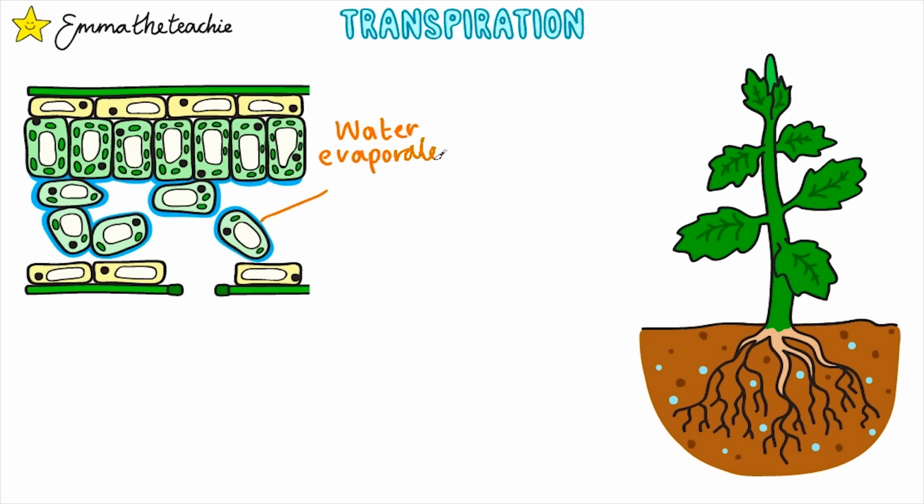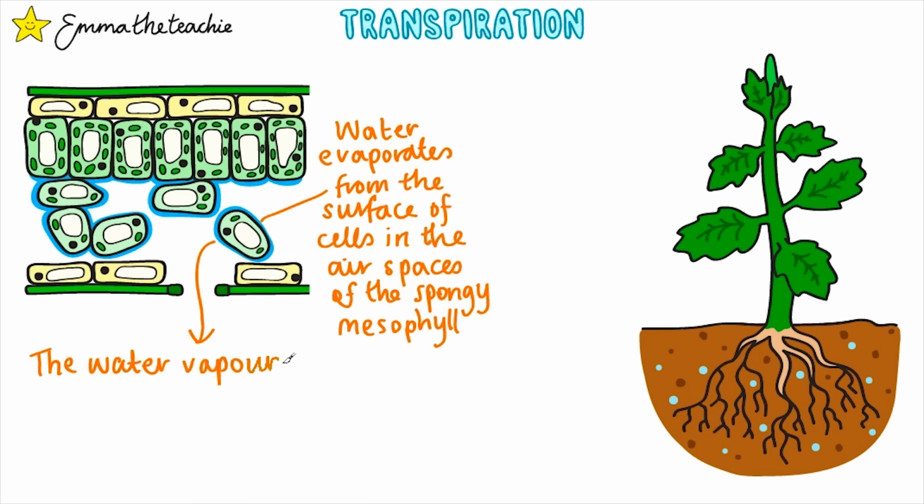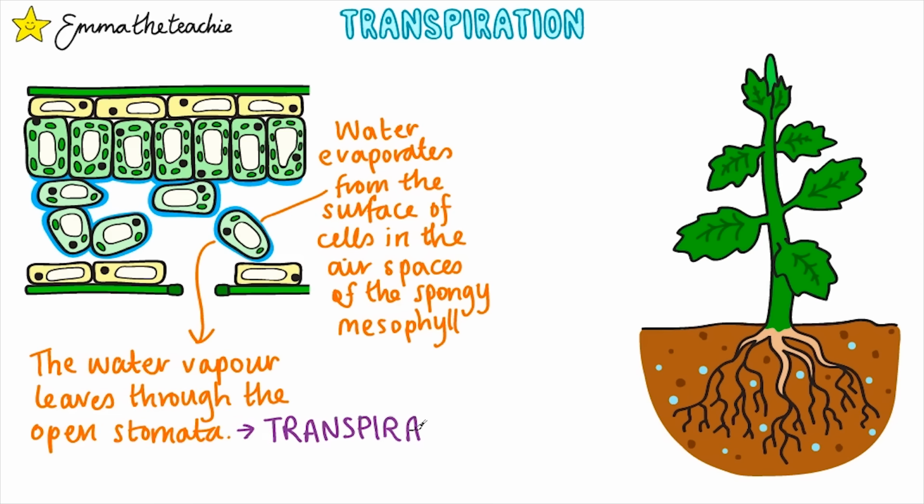Water evaporates from the surface of cells in the air spaces of the spongy mesophyll. When it evaporates, it turns into water vapor, and this water vapor then leaves through the stomata. This process of water loss through the stomata is called transpiration. That's a key word to learn. Now let's look at the effect it has.